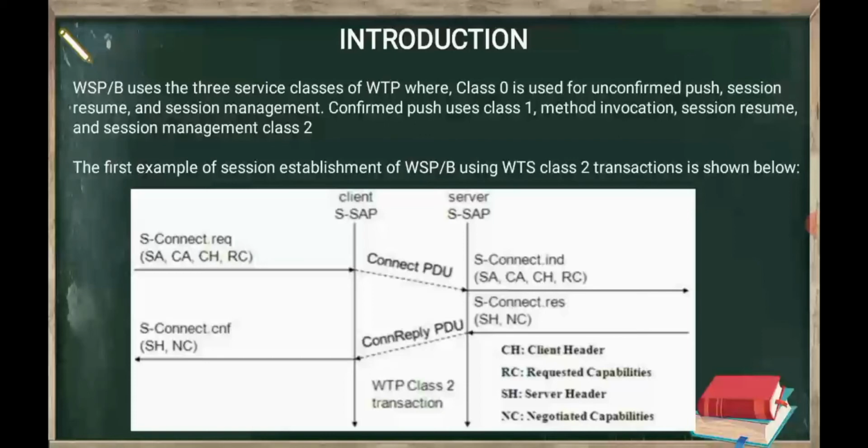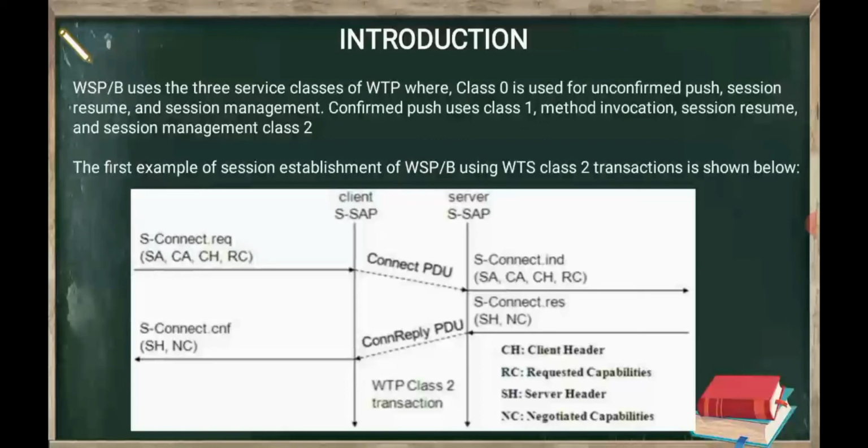It can be seen here on the server side, SConnect.res. If the server accepts the new session, it answers with the SConnect.res primitive. It has the parameters SH and NC. SH stands for server header and NC stands for negotiated capabilities, needed for the capability negotiation.